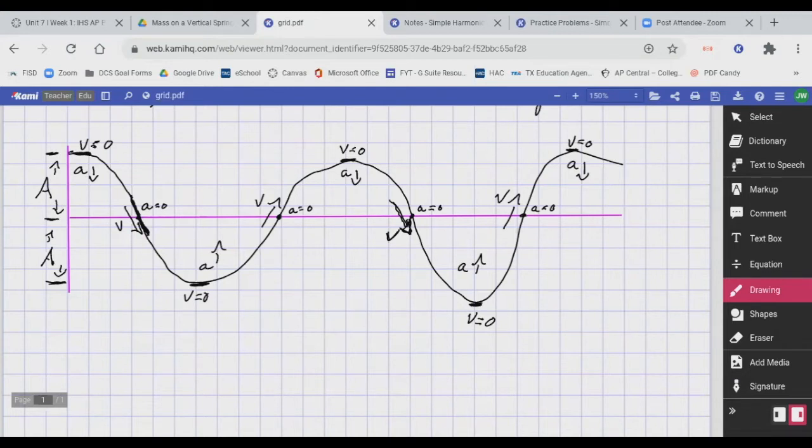All right, we've got this graph. Make sure you take a screenshot of this if you didn't write it down. All right, make sure you have this. We're going to take this and apply it to a spring and a pendulum.